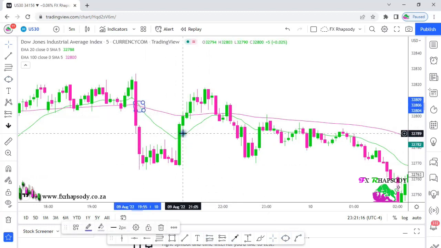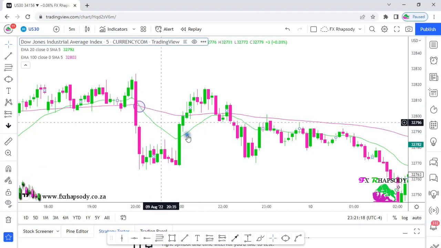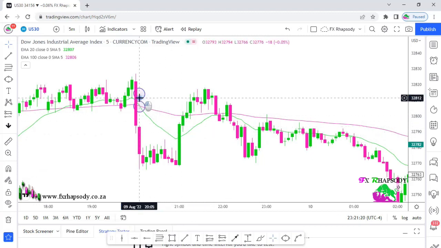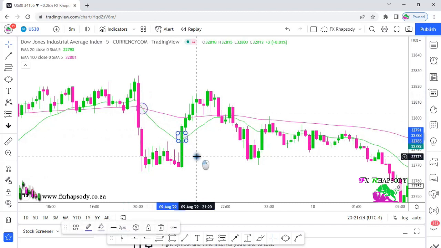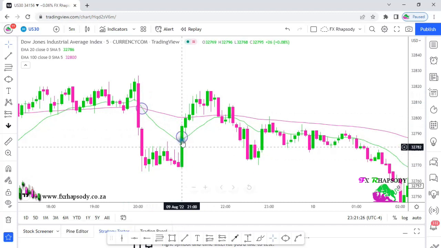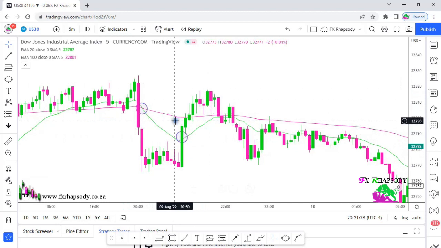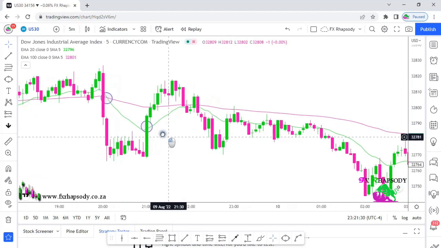But then I want to see a rejection, and I don't see a rejection of that fast moving average. You can see over here, price just pushes right through it. So that is going to be a no trade for me. So we move on.